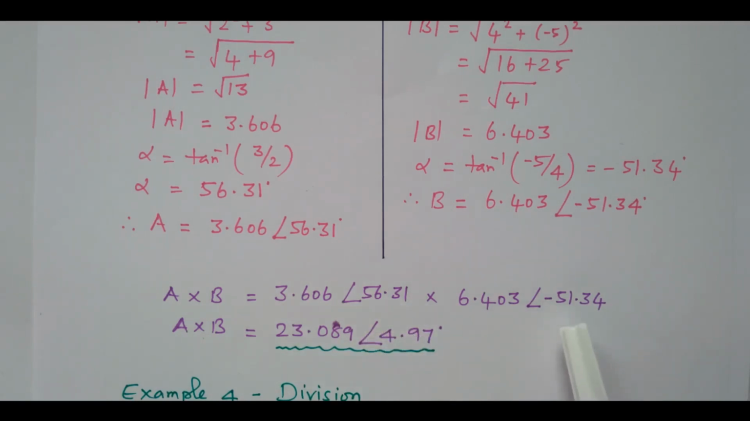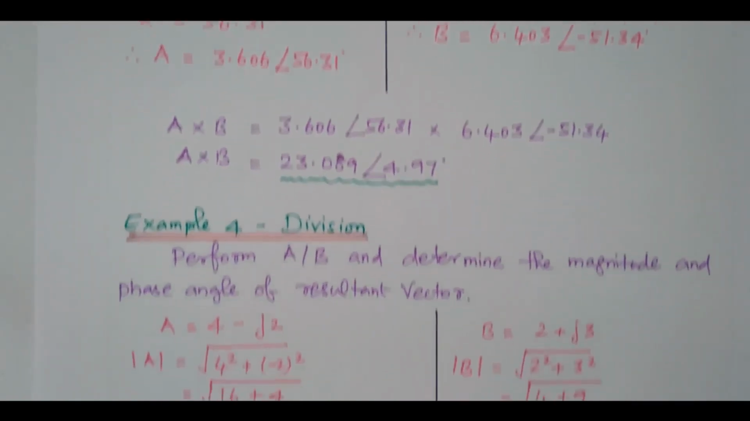56.31 is added with minus 51.34. Since the negative is already there, it becomes a subtraction. So it is 4.97. The general rule is that we add both the angles for multiplication. So now we got 23.089 with an angle of 4.97, the multiplication of a and b. Now we'll go to the next example, the division.